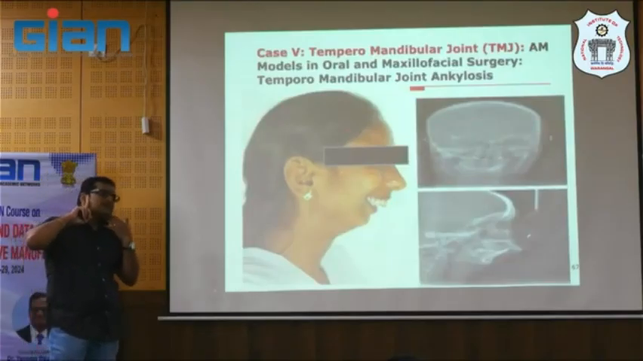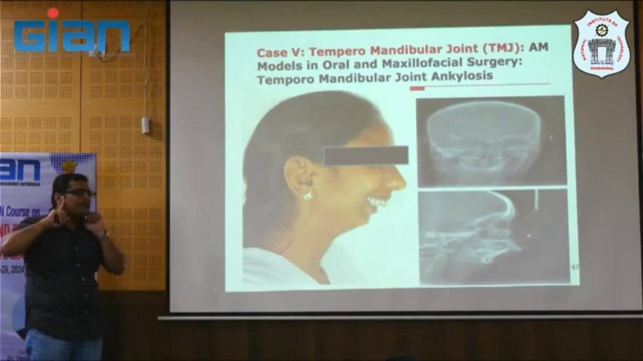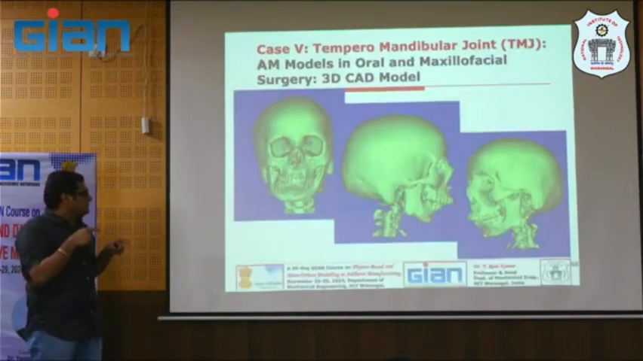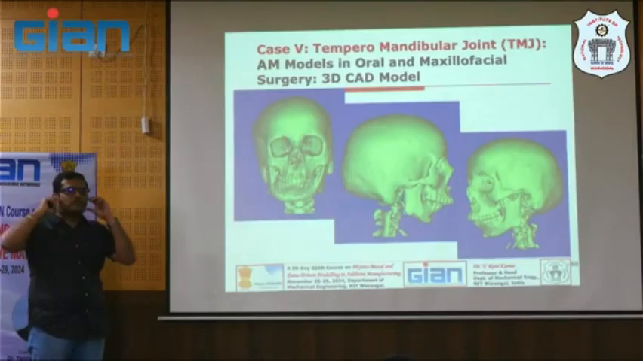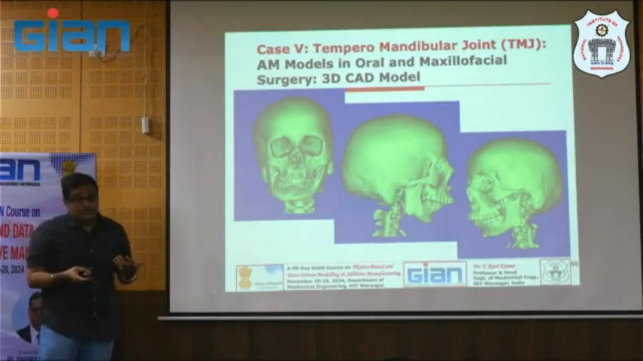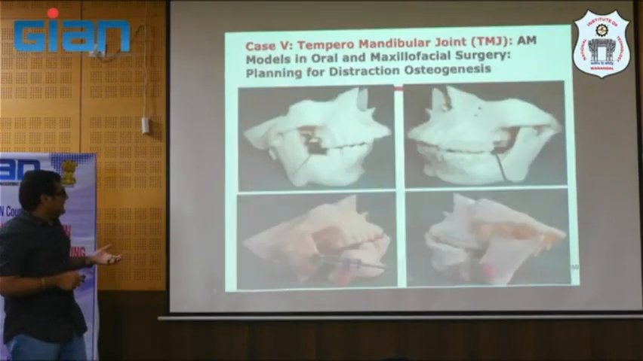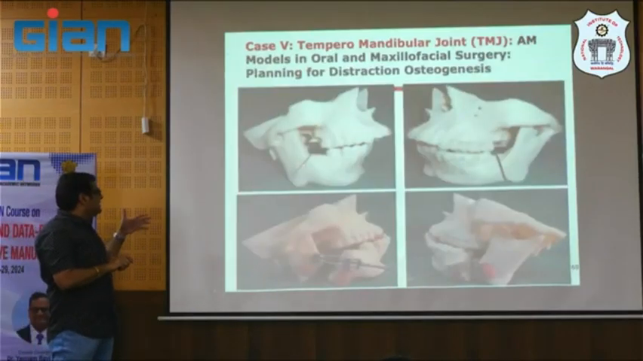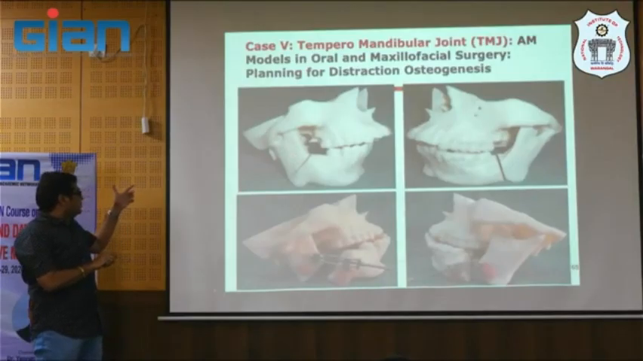You have two joints, one on either side, right? And one side of the joint got fused by birth. Because of fusion, what is going to happen? If both joints are free, then articulation will be normal. But with one side like this, she has somehow been able to open her mouth and survive for the past 20 years.